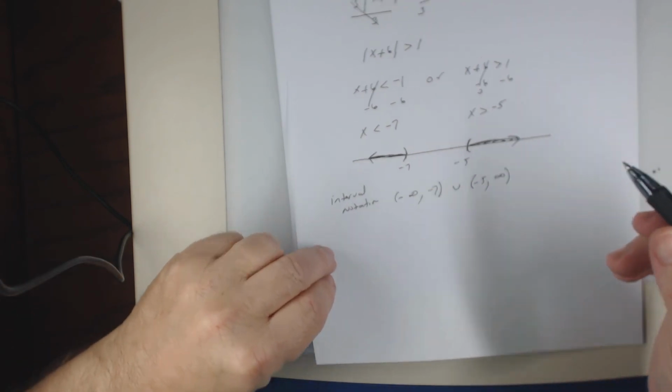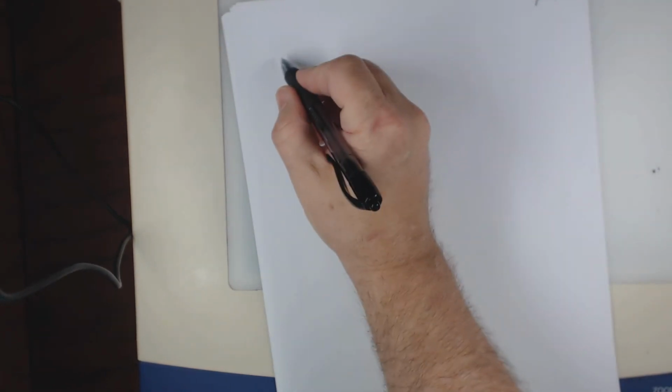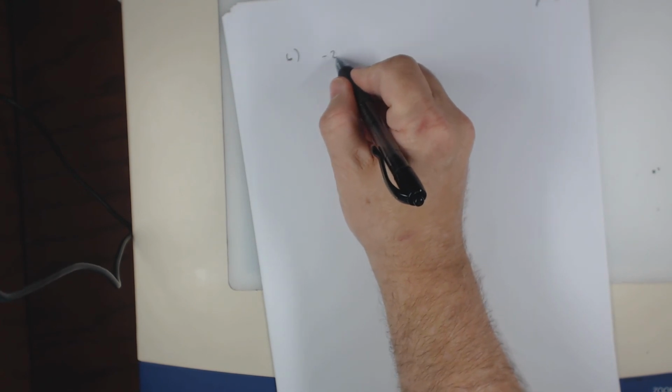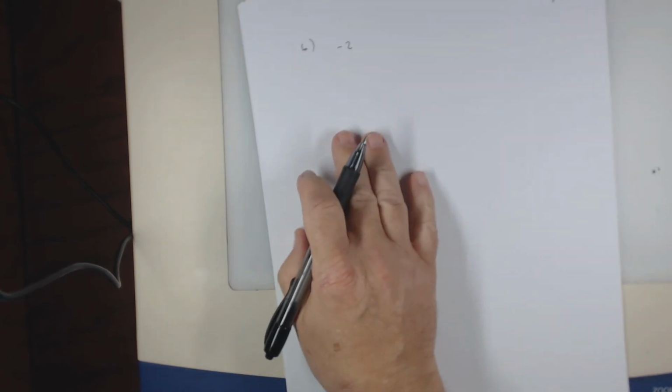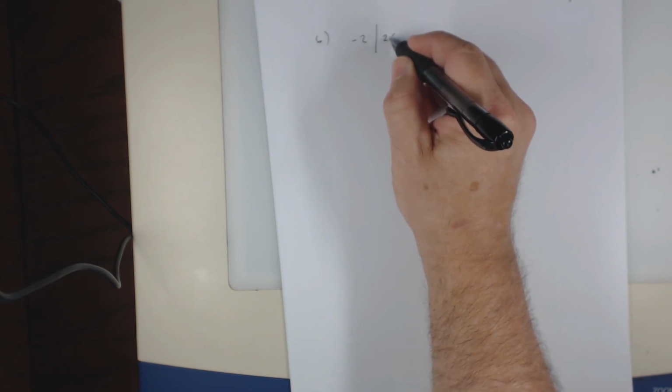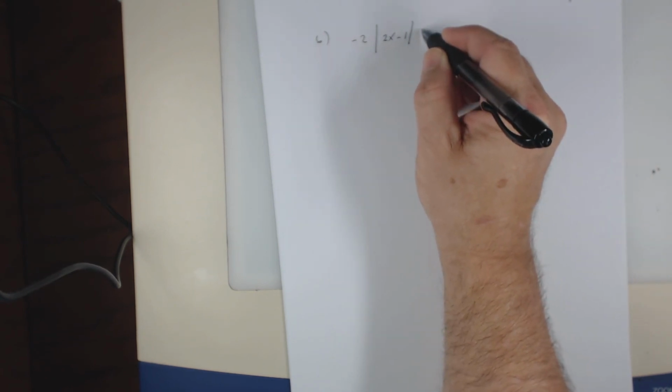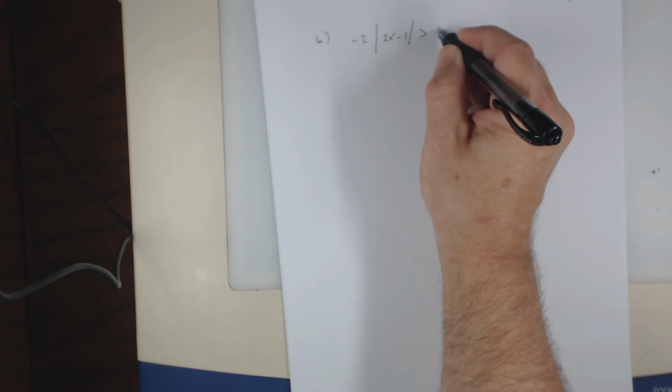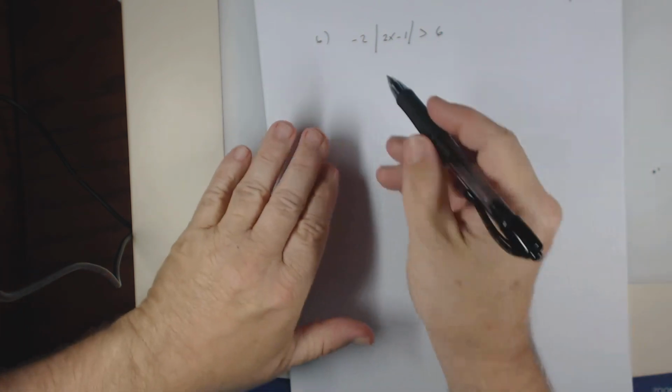Okay, now one more, and then we're going to go to systems. Okay, what if I had negative 2 times the absolute value of 2x minus 1 is greater than, let's say, 6. Divide by negative 2. Very good.